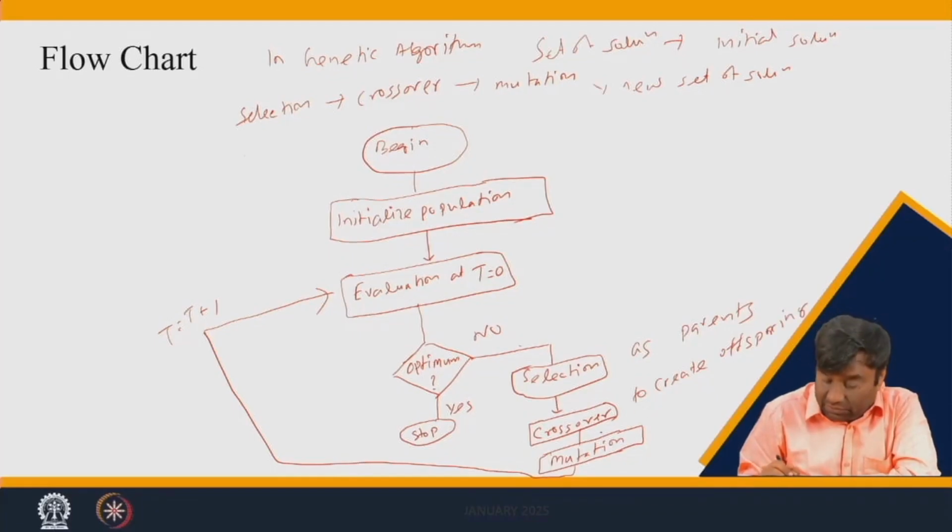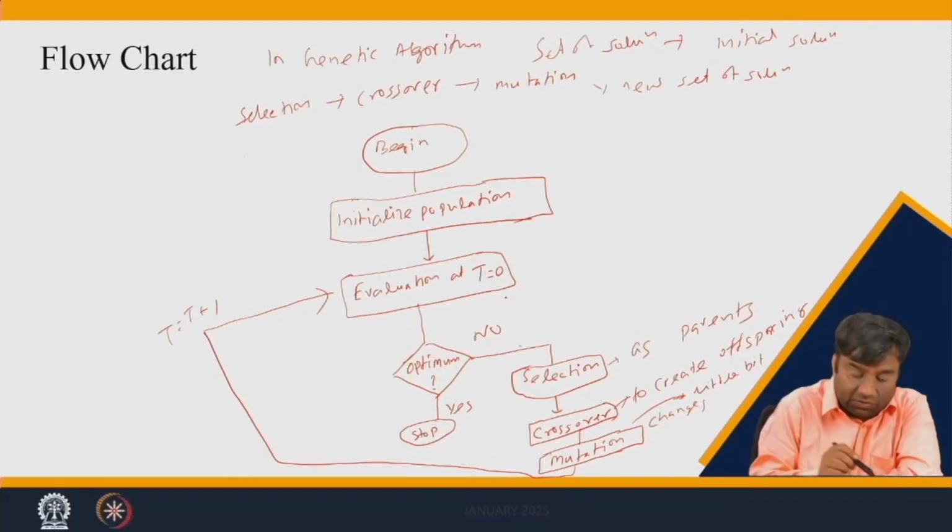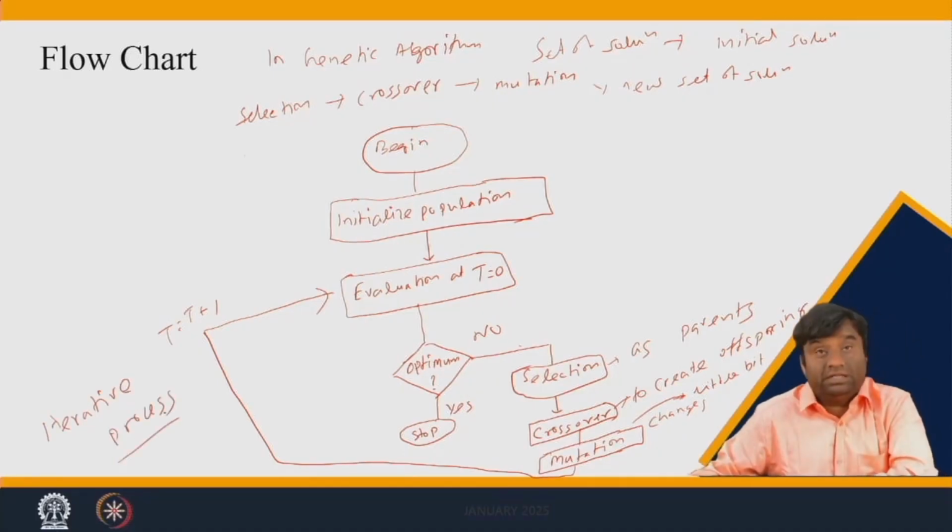Then within the offspring we'll make little bit of changes. That is called mutation. Crossover means to create offspring, selection as parents, then we get a new solution that is t equal to 1, then we will do the same steps. So this is an iterative process. I hope you have understood the genetic algorithm.